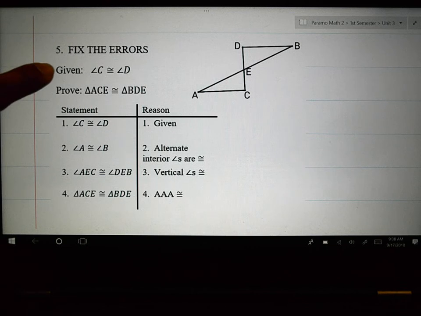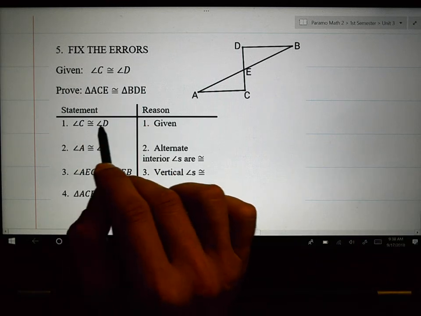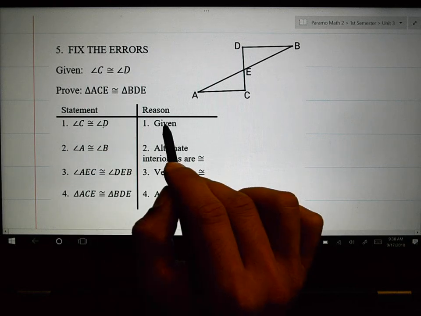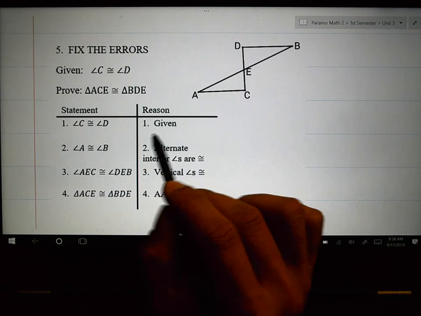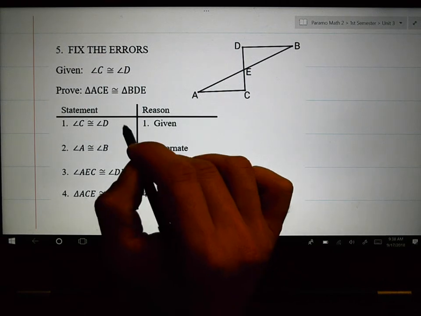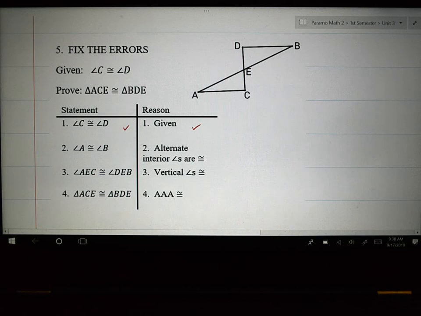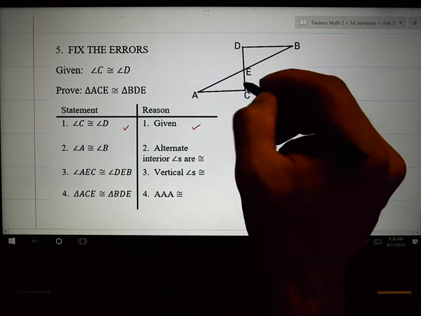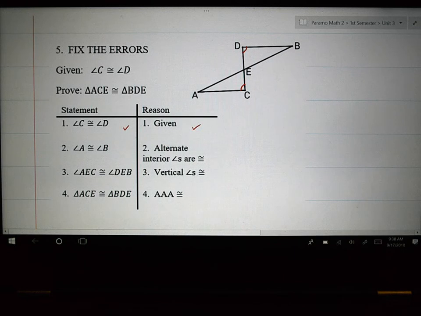Given angle C is congruent to angle D. Angle C is congruent to angle D, given. Does the first statement and the first reason make sense to you? Is that what they're supposed to do? Then it's fine. Don't do anything with it. But what I would do with it is I would add it to your picture. I would go, okay, C is congruent to D. They've proven that. I'm okay with that. Put it in your picture.